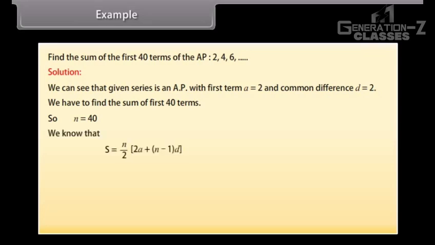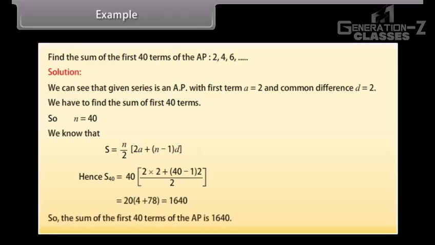We know that S is equal to n upon 2 into (2A plus (n minus 1) into D). Hence, S40 is equal to 40 upon 2 into (2 into 2 plus (40 minus 1) into 2), which is equal to 1640. So the sum of the first 40 terms of the AP is 1640.